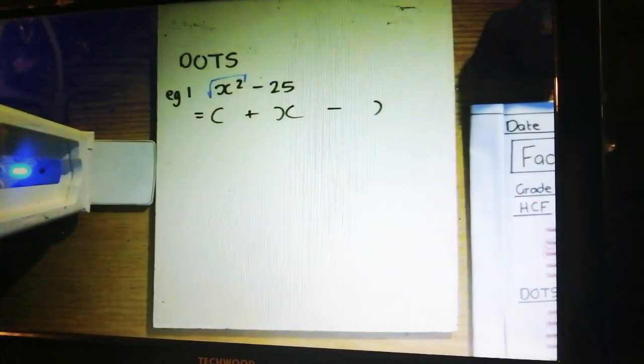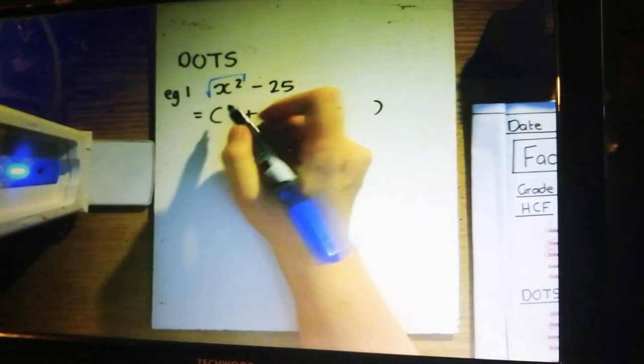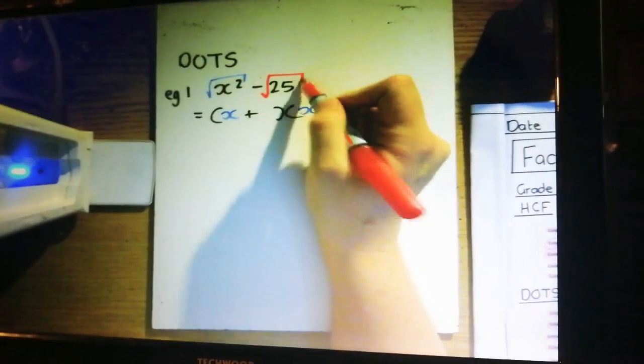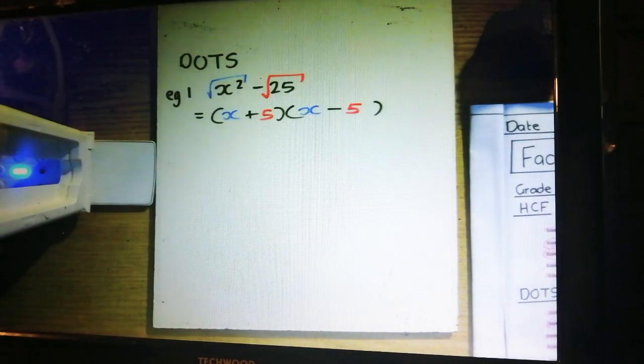Then you find the square root of the first term. The square root of x squared is x, and you fill it in there. And you find the square root of the second term. The square root of 25 is 5. And that is my answer.